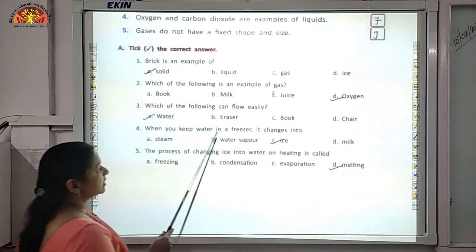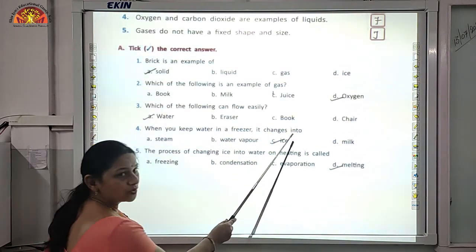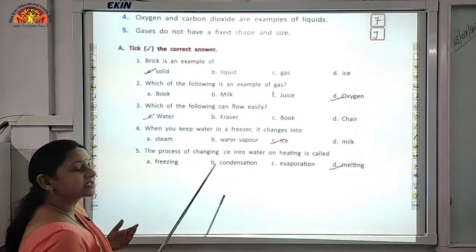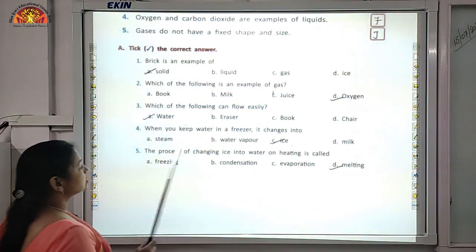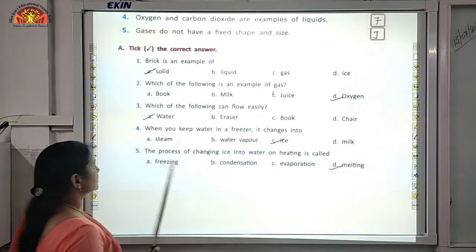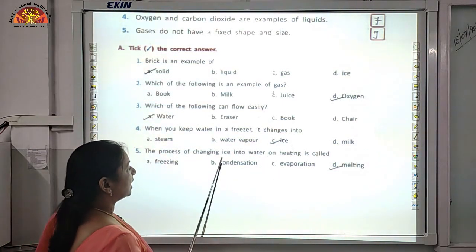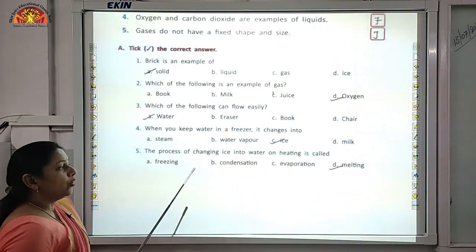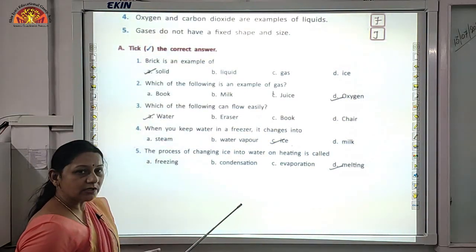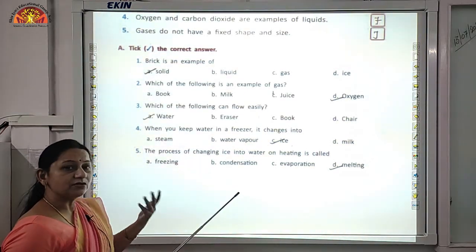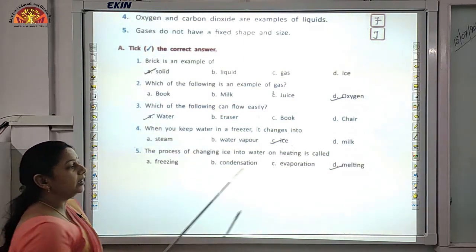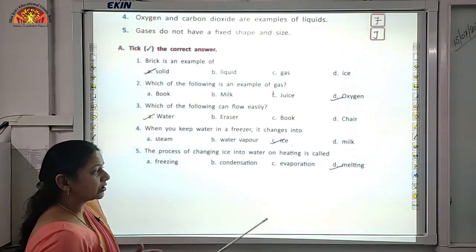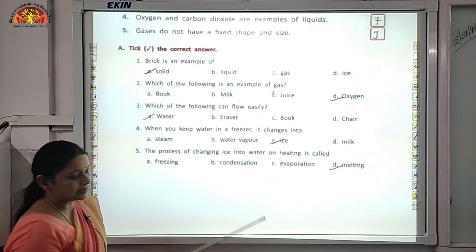When you keep water in a freezer, it changes into. Yes children, we all know that when we keep water in the ice tray, it converts into ice. So, we are going to take C option, ice. Fifth one, the process of changing ice into water on heating is called. When we heat ice, it converts into water and this process is called melting. Yes, we have seen ice melting into water. So, the D option is correct here.